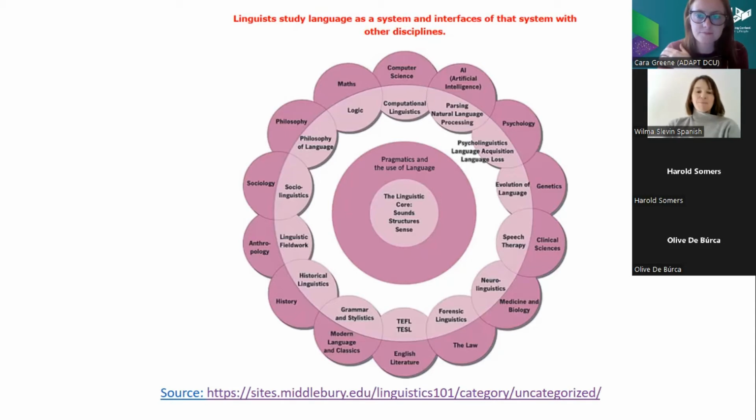And then we also have the areas of linguistics that border on a broad range of disciplines. For example, the area of language acquisition is closely related to psychology, and historical linguistics is related to history. You could look at how certain historic events have influenced the evolution of certain languages, for example, pidgins and creoles and so on. Cara, if we could move on now to the next slide.